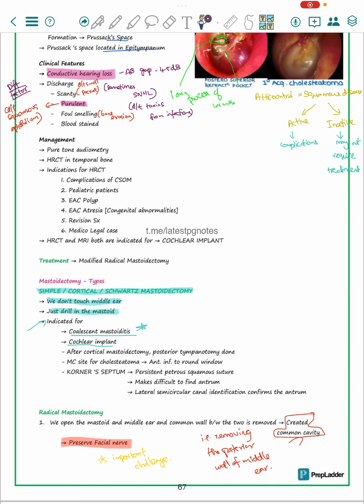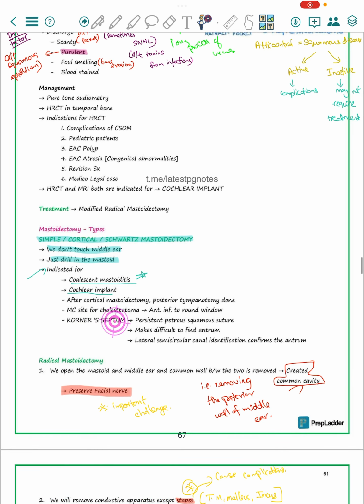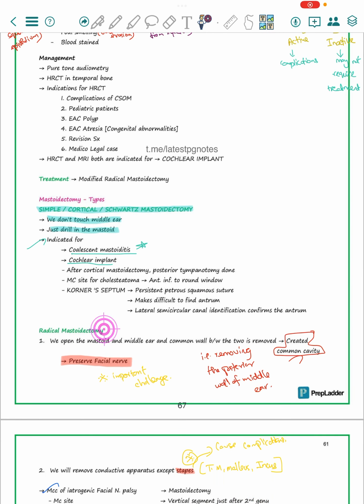It is indicated for coalescent mastoiditis, that is a chronic infection only in the mastoid, not in the middle ear. Then if you need to place a cochlear implant, as I said, you can see Korner's septum, a persistent petrosquamous suture, which makes it difficult to find the antrum. Okay. Then second is the radial mastoidectomy.